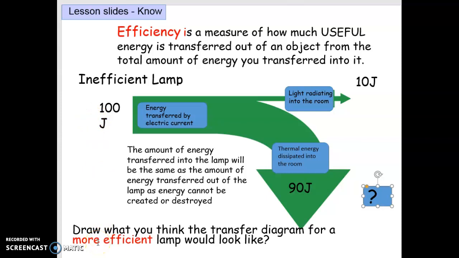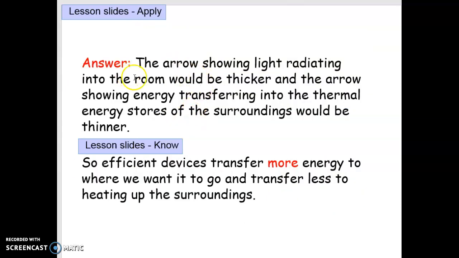So think for a second, what would a more efficient energy transfer diagram look like? A more efficient one. We're transferring more of the energy to where we wanted it to go, so more energy into lighting rather than heating. So the arrows showing the light radiating into the room would be thicker, and the arrows showing the energy going into the thermal energy stores of the surroundings would be thinner. So write this bit down, please. This is what you need to know. Efficient devices transfer more energy to where we want it to go and transfer less to heating up the surroundings.